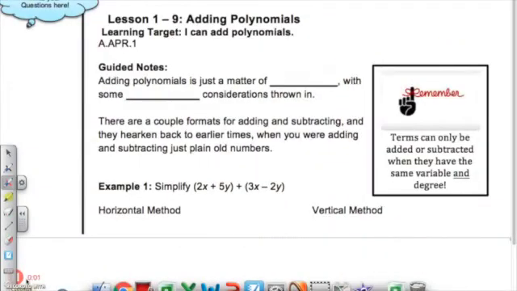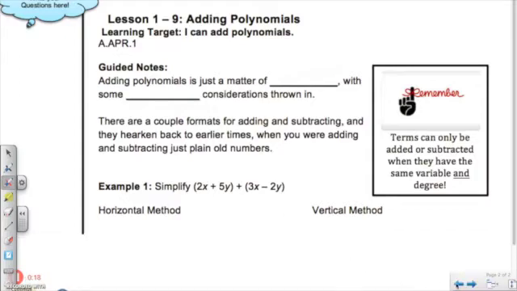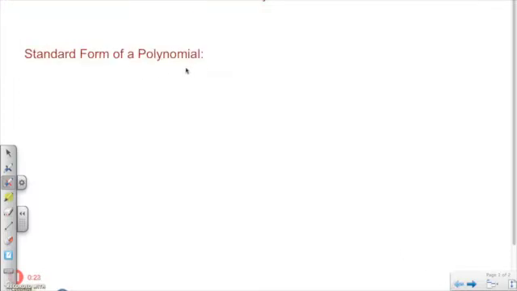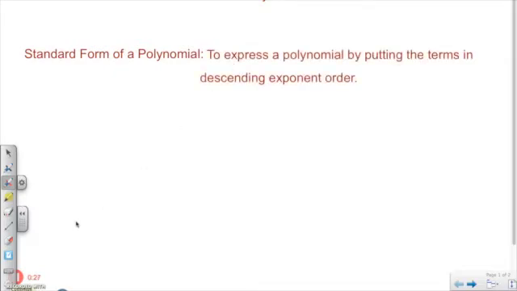So let's go. All right, guys, lesson 1-9, as I said, is one of the first real algebraic type lessons, but I'm still going to try to get through it as quickly as possible because there's not a whole lot of information in this one. We do have a vocabulary word to talk about before we get too deeply into this, so turn back to your glossary real quick, and we're going to define the standard form of a polynomial. Standard form of a polynomial is simply expressing a polynomial by putting the terms in descending exponent order.